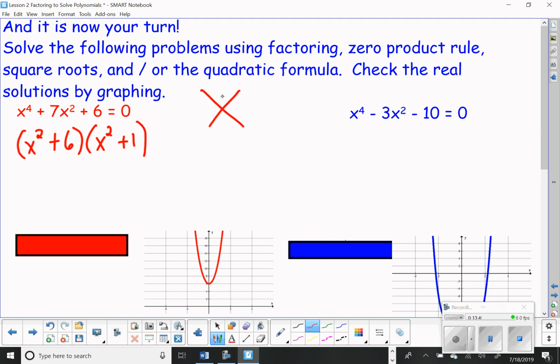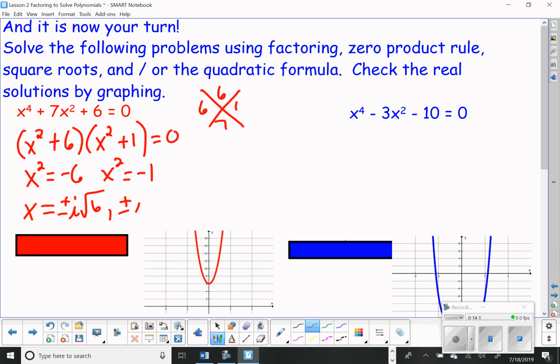Okay, remember that 6 and 7, right? 6 times 1 is 6. 6 plus 1 is 7. This is all equal to 0. So that means that x squared is equal to -6, or x squared is equal to -1. X will have to be equal to plus or minus, got to take the square root, i square root of 6, plus or minus i.